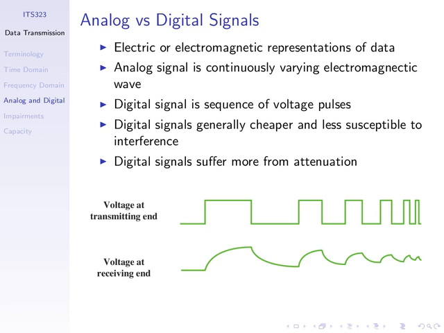Well, we send signals from transmitter to the receiver. The signals may be either analog or digital as well. And the signals don't have to match the form of the data. The signals are some representation of the data. Where analog signal varies continuously over time, and a digital signal is a discrete set of, say, voltage pulses. An example of a digital signal.